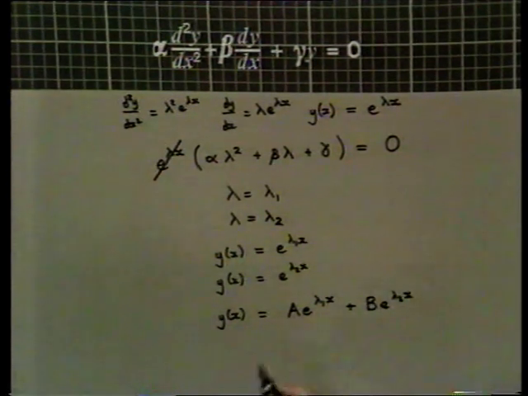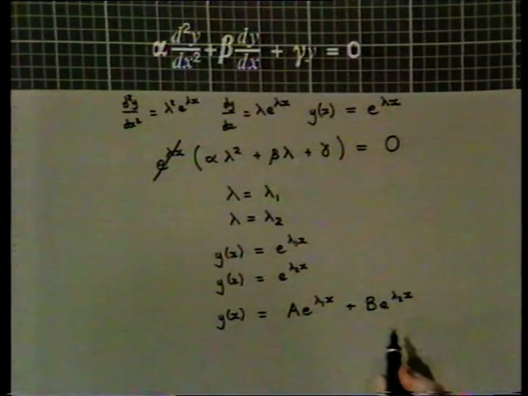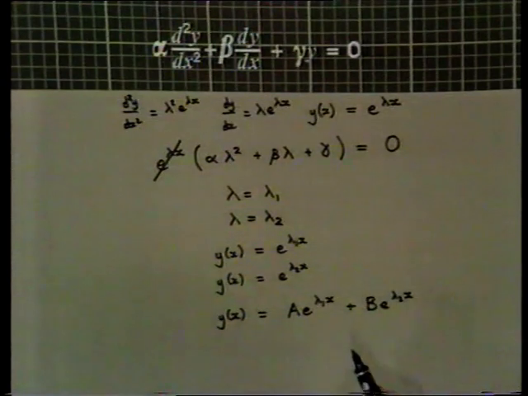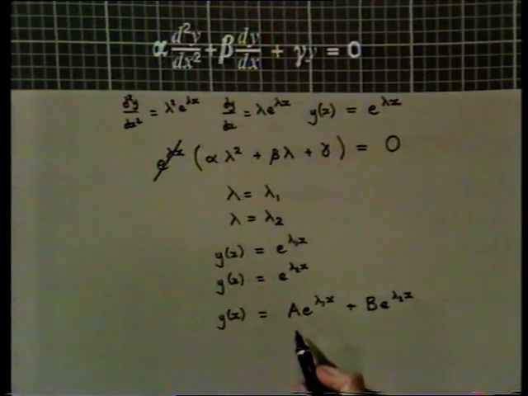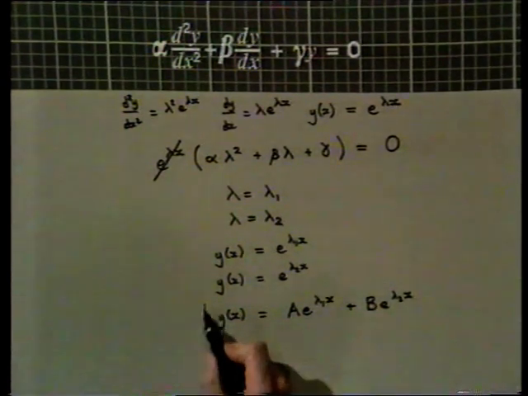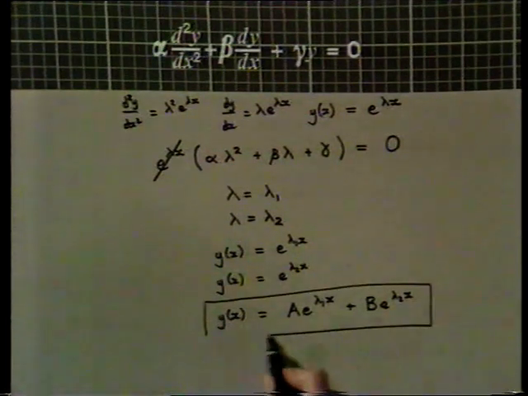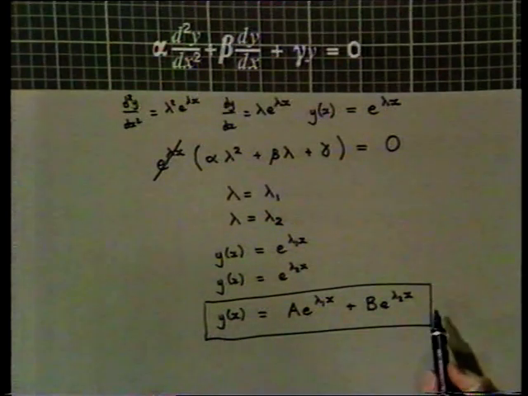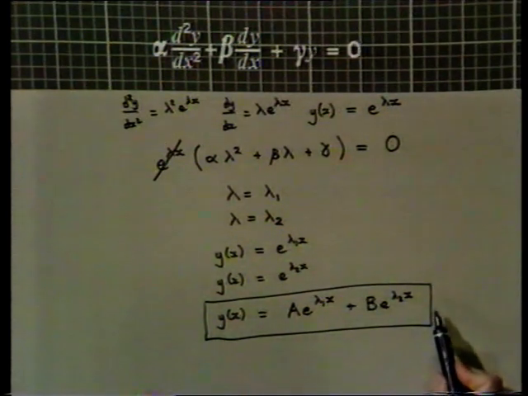And in fact, any solution of the differential equation can be written in this form. It doesn't matter what values a and b take, they can take any values, and I'll still have a solution. So a and b are called arbitrary constants, and this is the general solution of the differential equation.